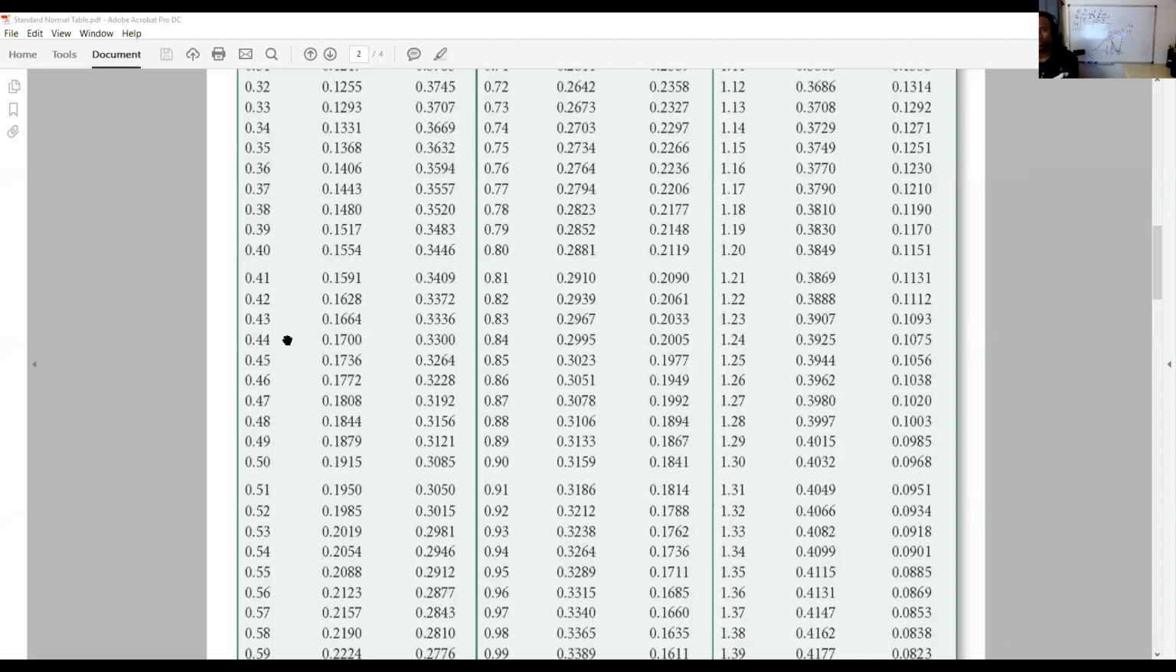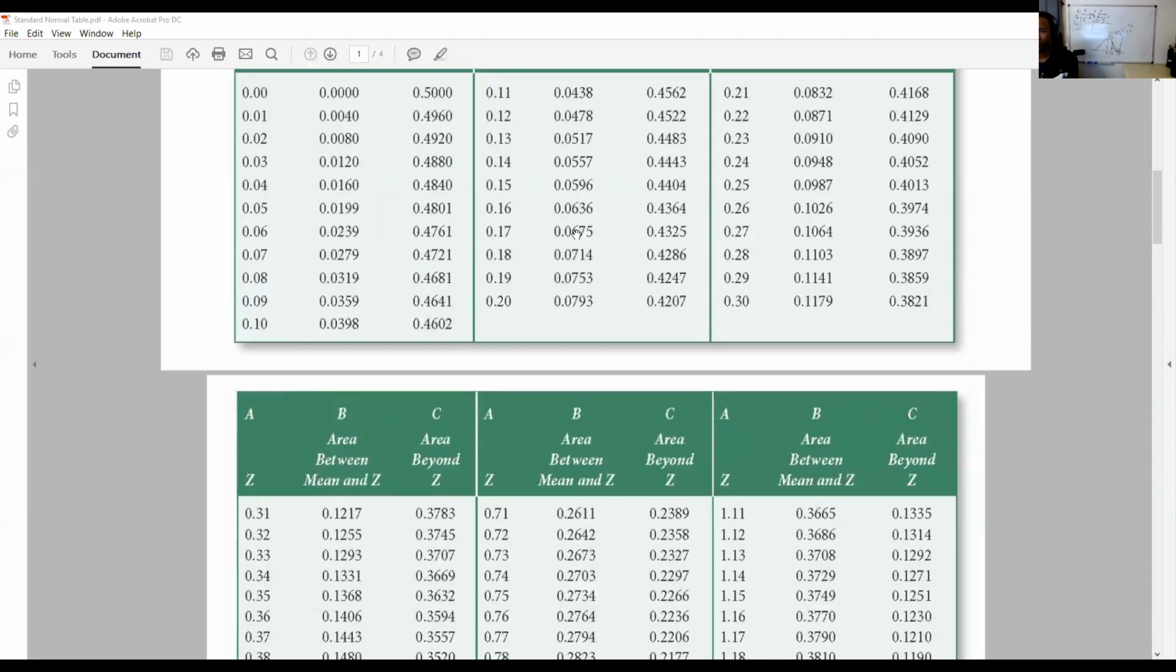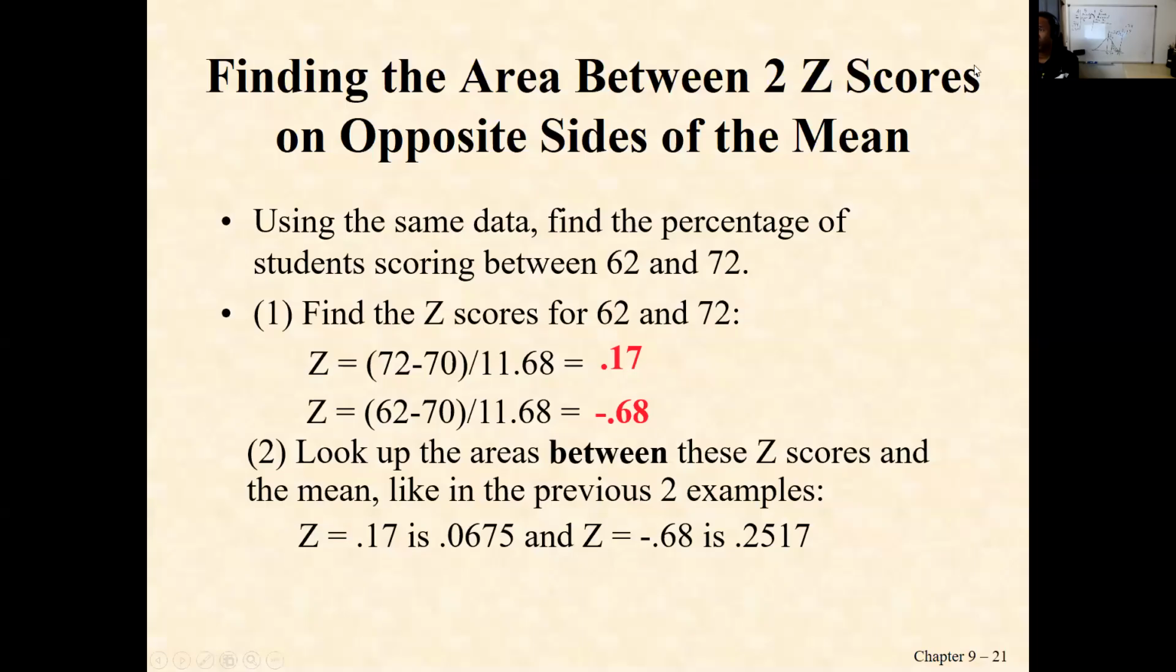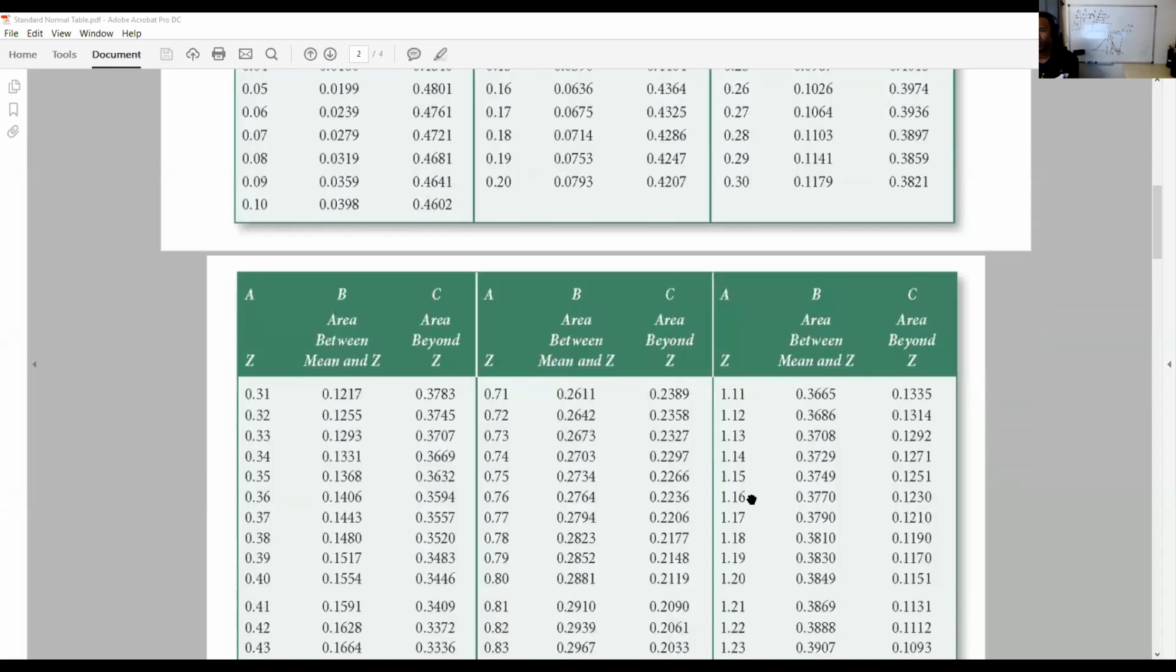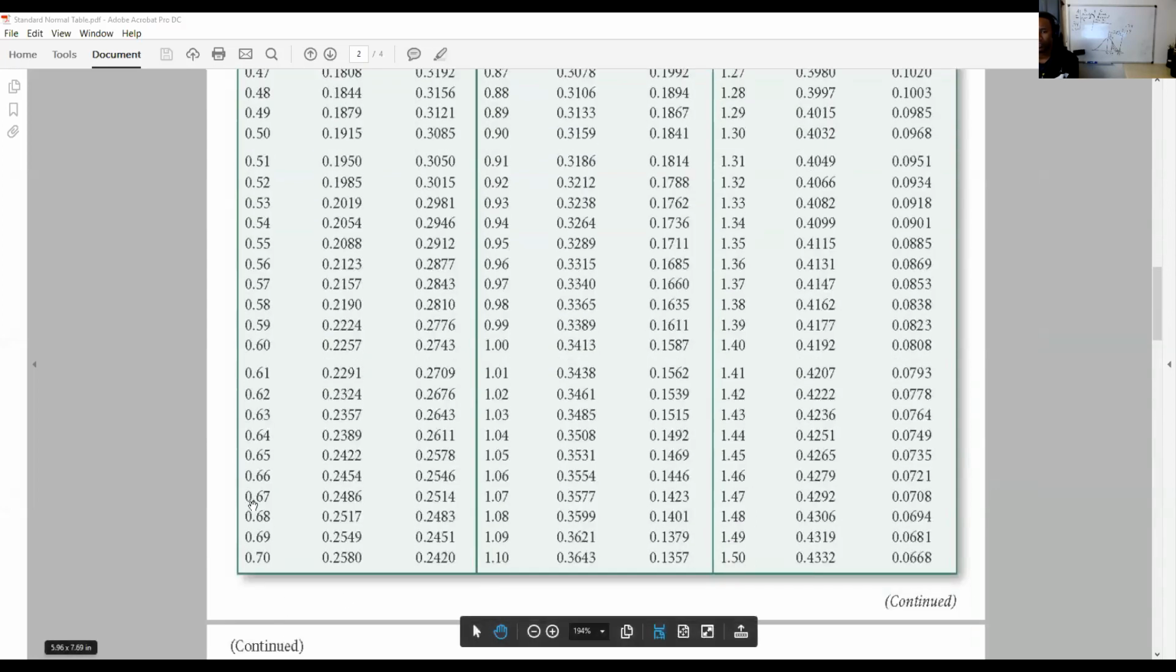So again, 0.17 as a z-value. You see 0.0675 in the B column. And then the other z-value, which was negative 0.68, you're going to find negative 0.68. See 0.2517. Okay.